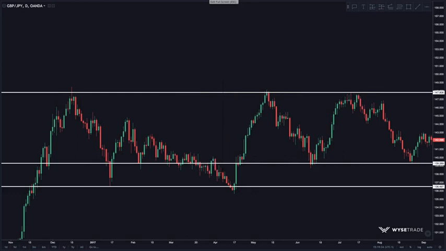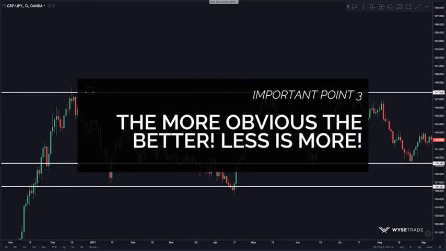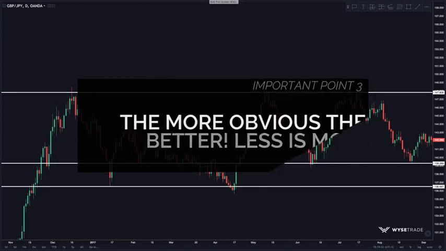And the next important point is the more obvious, the better. The more people that have their eyes on these areas, the better they are, as more people will be looking to enter or exit trades here. Harder to find support and resistance areas do not make them better. The ones that jump out right at you are the best ones. Don't draw in 100 lines and confuse yourself. Less is more.